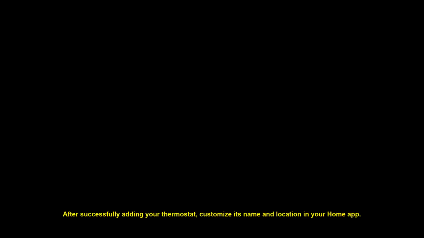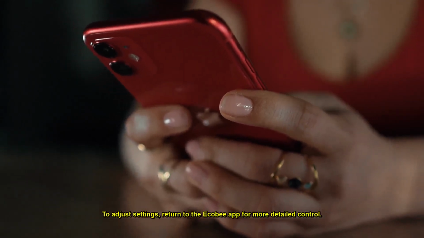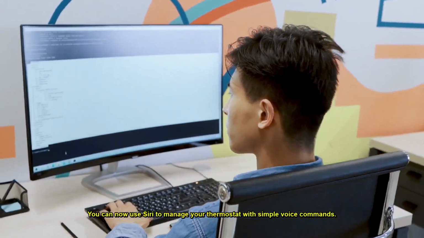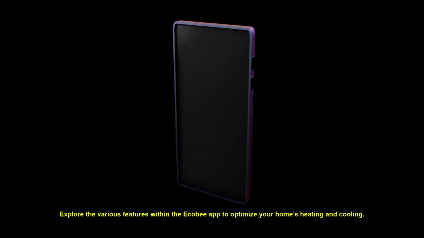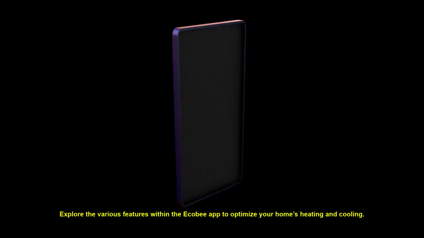After successfully adding your thermostat, customize its name and location in your Home app. To adjust settings, return to the Ecobee app for more detailed control. You can now use Siri to manage your thermostat with simple voice commands. Explore the various features within the Ecobee app to optimize your home's heating and cooling. Congratulations, your Ecobee Smart Thermostat is now fully configured with HomeKit integration. Enjoy the convenience and energy savings of your new smart thermostat system.